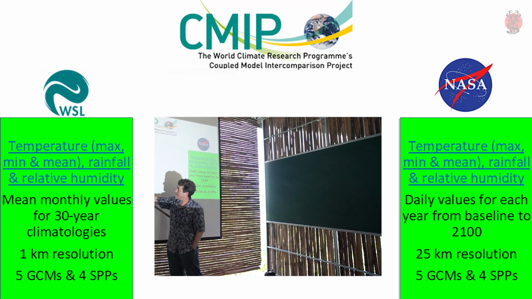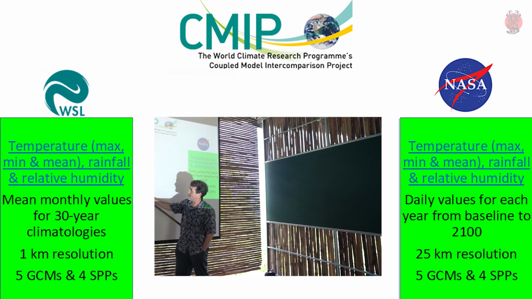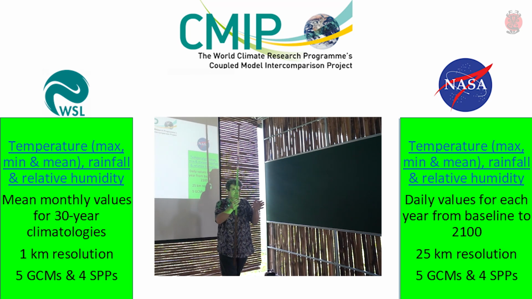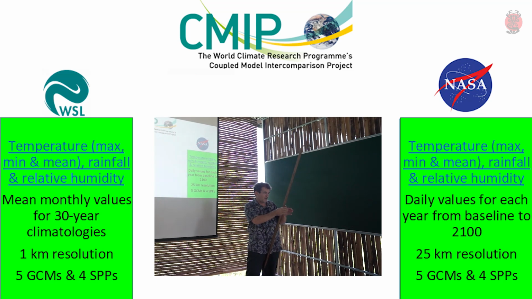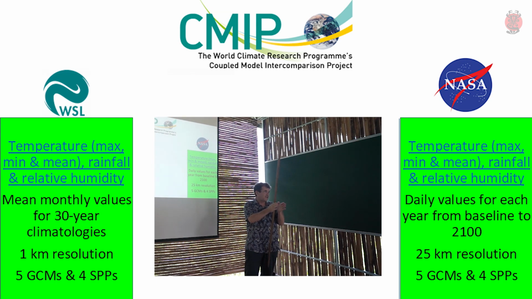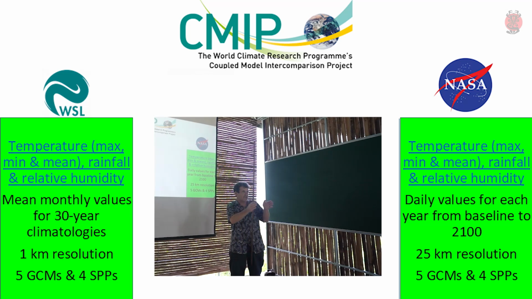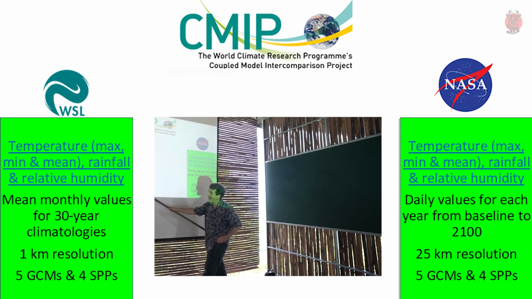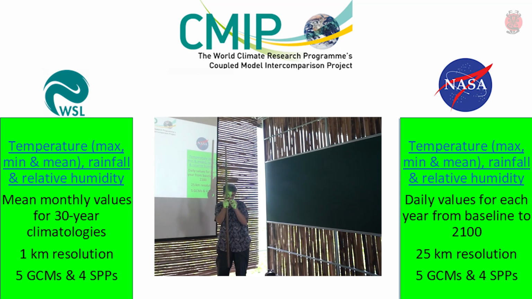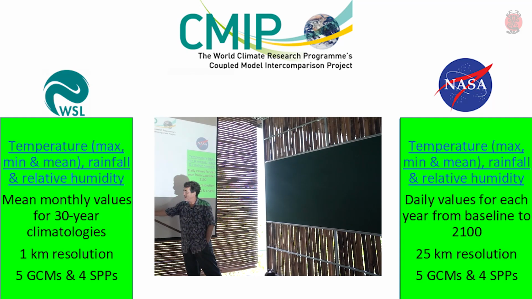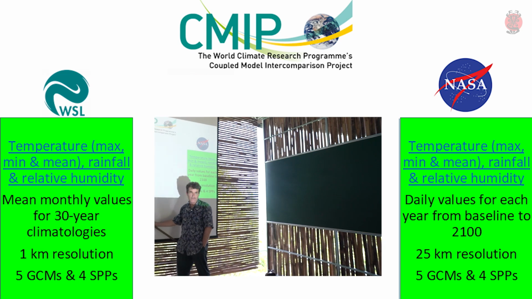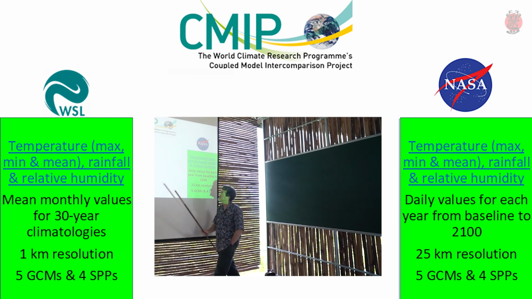Temperature, both maximum, mean, minimum, mean, rainfall and relative humidity, and they produced it as mean monthly values for a 30-year climatology. So you'll get a projection for January, February, March, April, May for the years 2041 to 2070. So it's averaged over those 30 years. It's at 1 kilometre resolution, so very fine resolution. We've only taken 5 of the general circulation models and have got it for the 4 shared socioeconomic pathways.